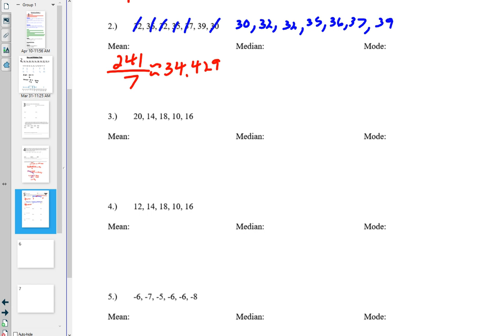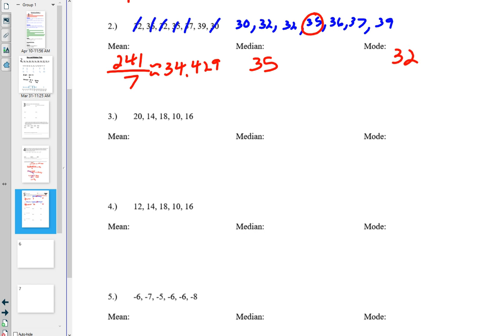Is 7 an odd number or an even number? Odd. So just like for 7 periods, there should be something in the middle. The 4th number, which is 35. And then the mode, does this set have a mode? You don't have to have a mode, but does this one have a mode? Yes, which one? 32.